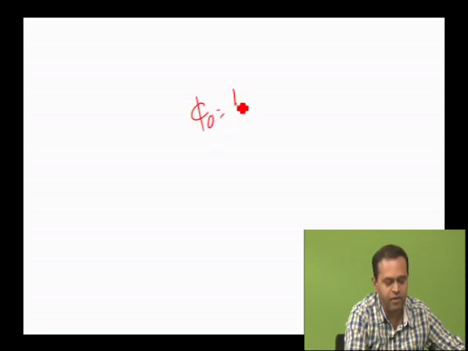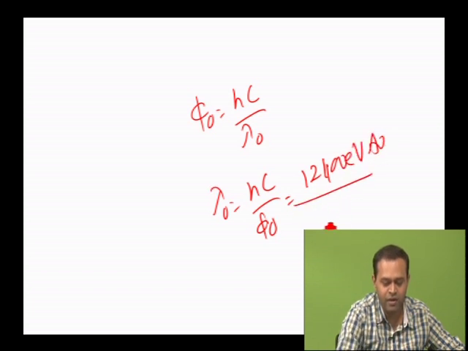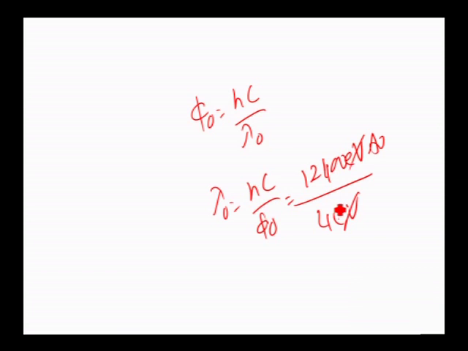Okay, phi naught equals h c divided by lambda naught. Therefore, lambda naught is equal to h c divided by phi naught, that is equal to 12,400 electron volt angstrom divided by 4 electron volt. The eV we can cancel, correct? Therefore, lambda naught can be written as 124 into 10 to the power of 2, correct?